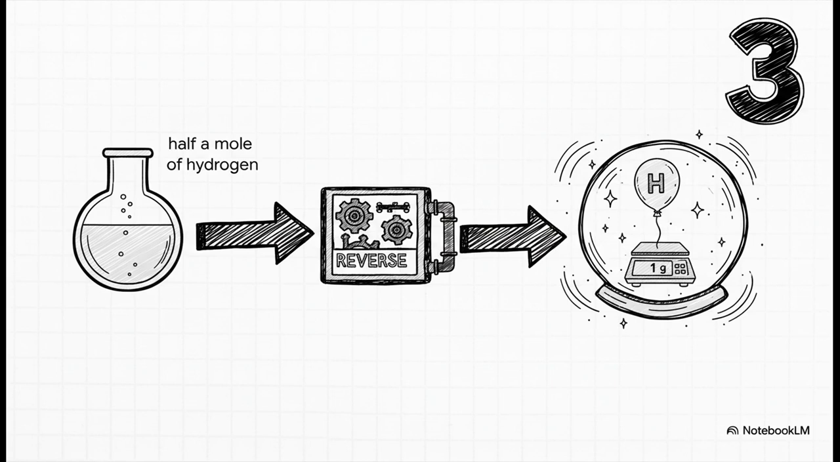And for the final step, we just convert our answer from the mole currency back into a mass we can measure. We use our trusty formula one more time. Mass equals Mr times moles. The Mr for hydrogen gas is 2. We multiply that by our half a mole, and we get exactly 1 gram. We just predicted the outcome of a chemical reaction before it even started.